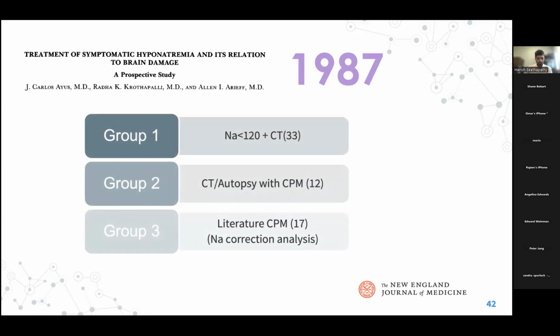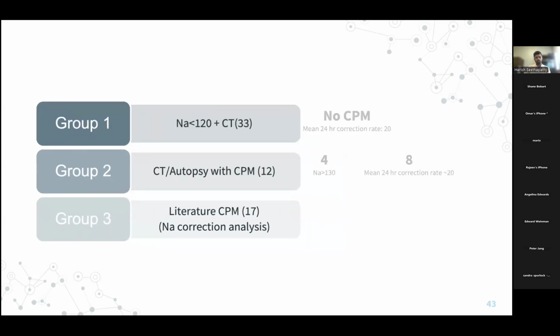So they studied 3 groups. They took everyone who was referred to them with a sodium of less than 120 who had undergone a CT scan. So these are their patients who had low sodium and imaging. Group 2 was a case series of patients with what they thought was CPM. They had radiologically confirmed or autopsy-proven CPM, also in their center. Group 3 was patients who were described to have CPM and low sodium in the literature. This is a historical cohort that they could get their hands on, who had well-described sodiums and had CPM. So what did they find?